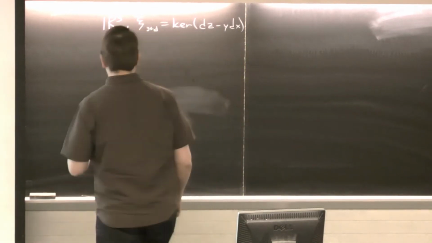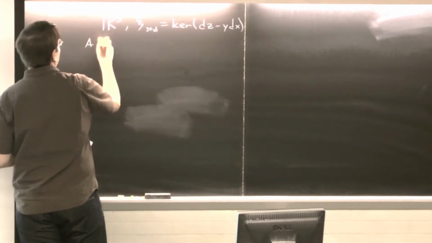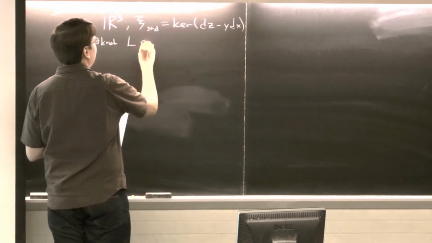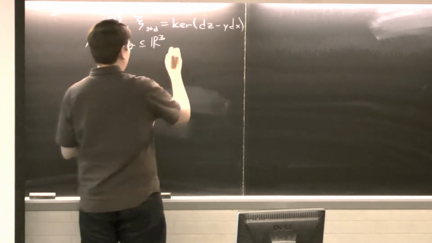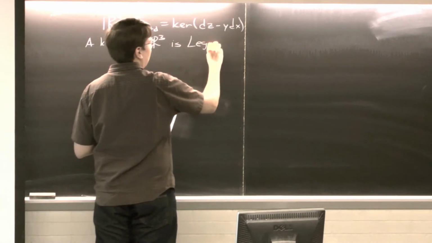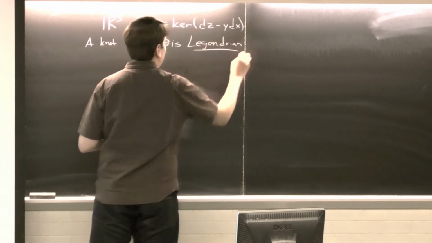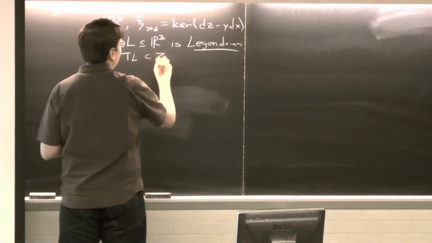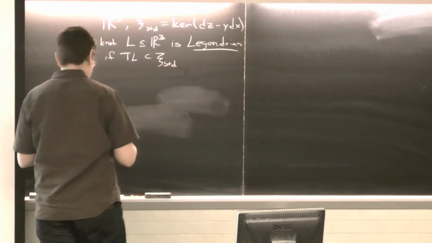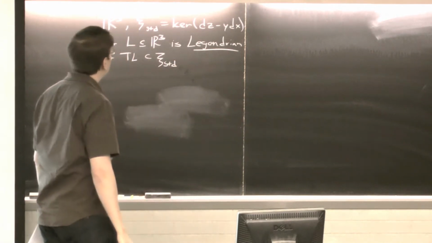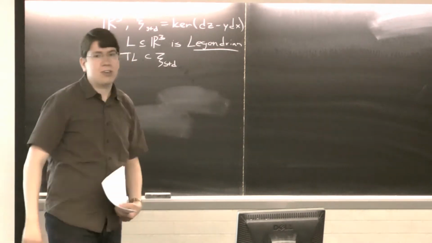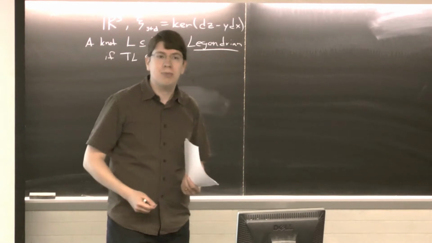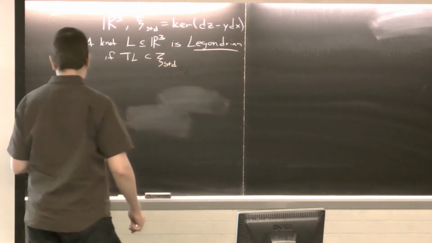Okay, so we're thinking about Legendrian knots. That's a knot in R3. This is not Legendrian. A Legendrian knot's tangent space sits inside this contact structure. So this gives us a geometric criterion for our knots. No longer are smooth knots sufficient. We now need that their tangent spaces sit within this contact structure.